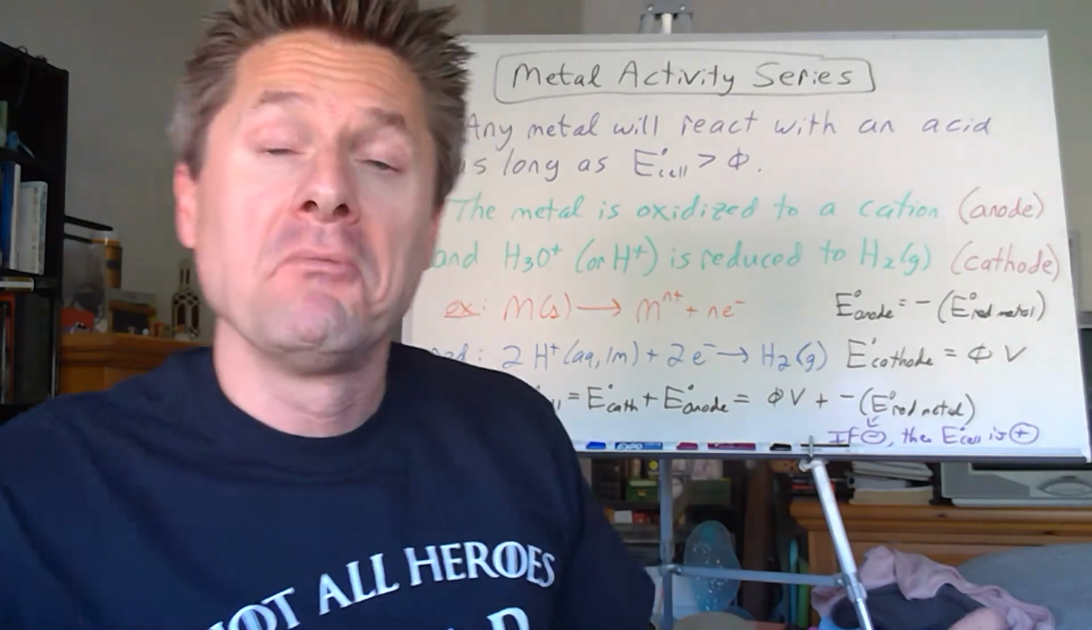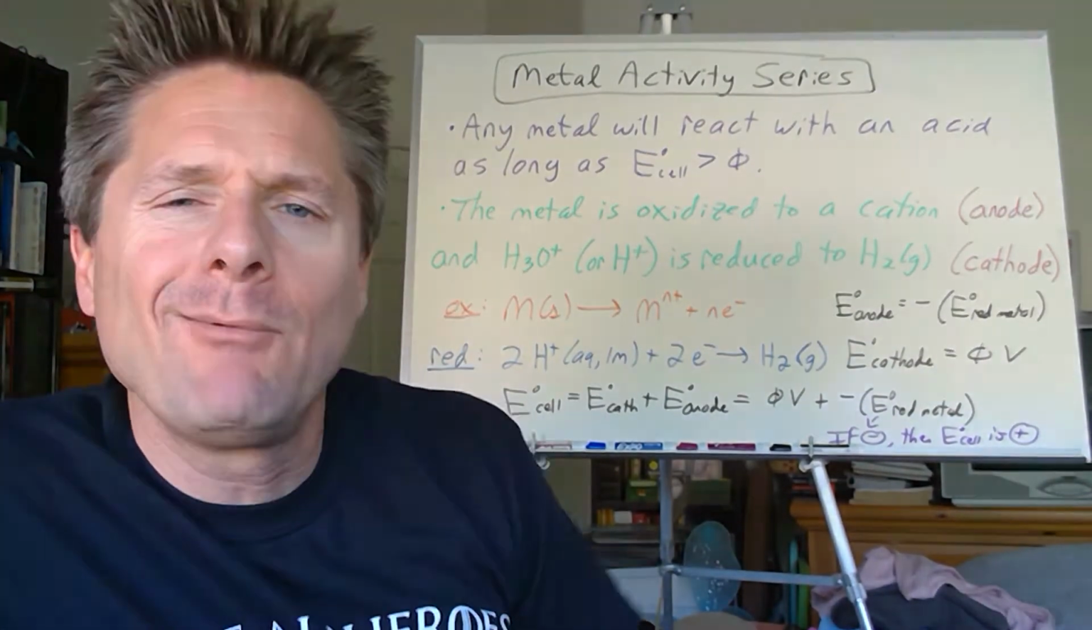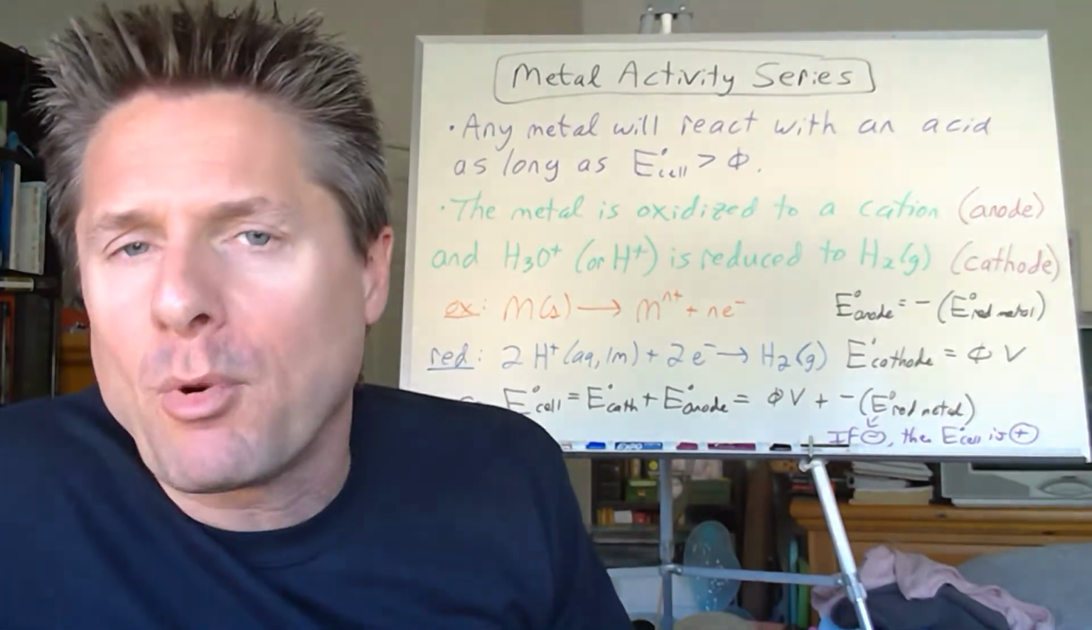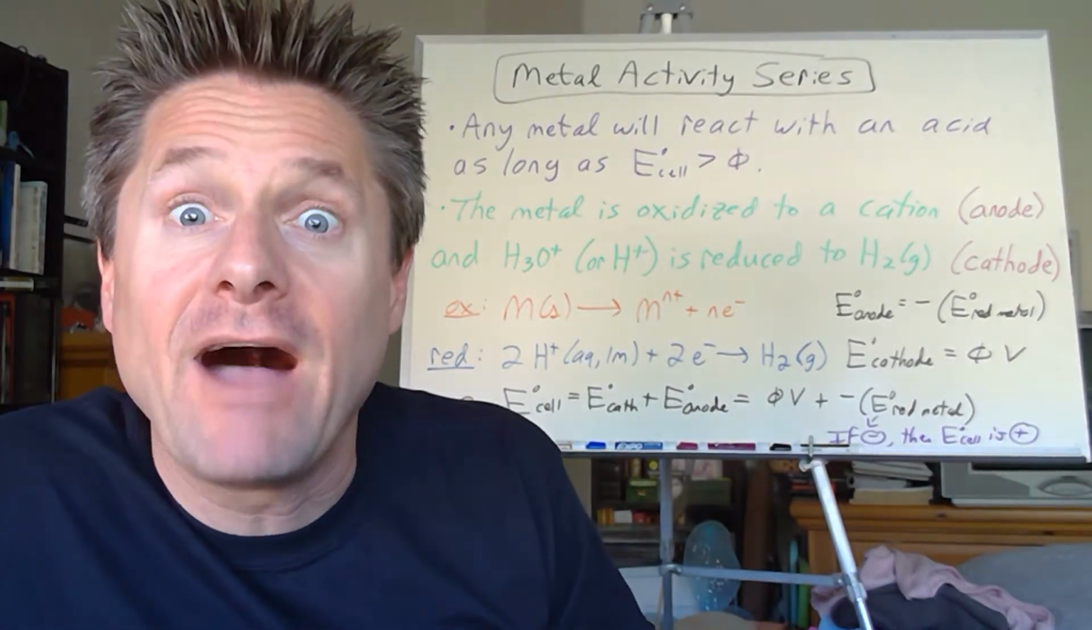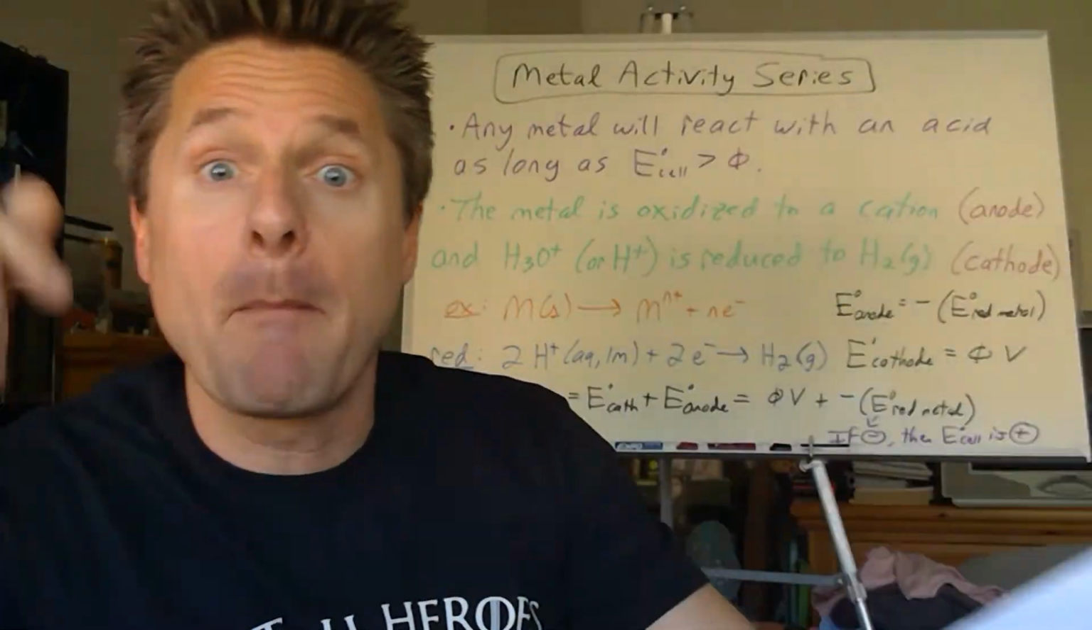Pretty weird. Let's do a quick little example here. We'll go ahead and do it the long way just so we get some more practice doing the half cells and stuff. But then I'll just show you how you could do it on a test in like 5 seconds. You just read it off here. If it's a negative value, it works. Boom.